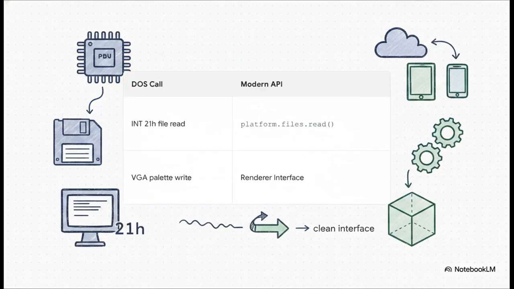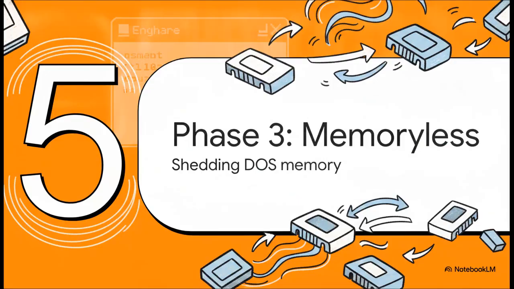But as we yank out the CPU, we still have to handle how the game talks to the outside world, right? So we separate the platform effects. A classic messy DOS interrupt, like an int 21h for reading a file, is cleanly intercepted and swapped out for a modern API call, like platform.files.read. This completely isolates the core game logic from historical hardware quirks, putting it behind a really clean interface that you can plug into a modern desktop renderer or even a web browser. And that leads us to Section 5, Phase 3, Going Memoryless.